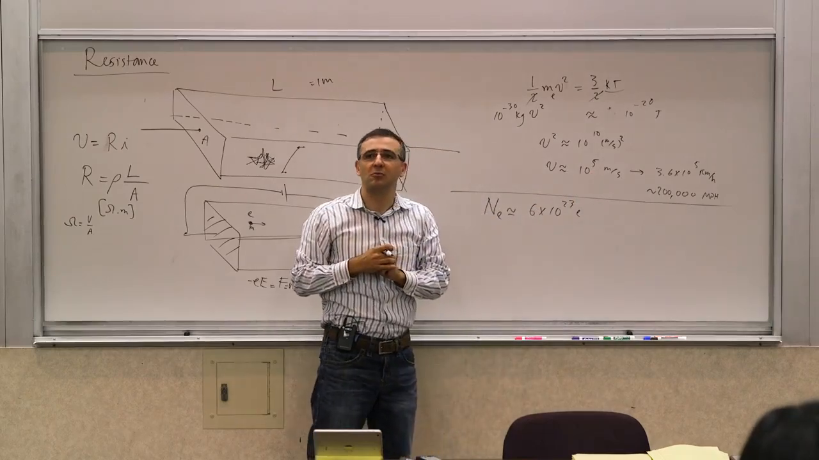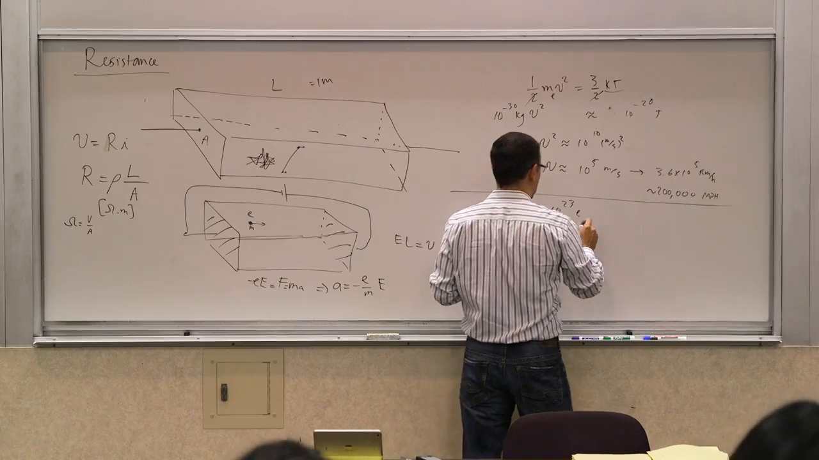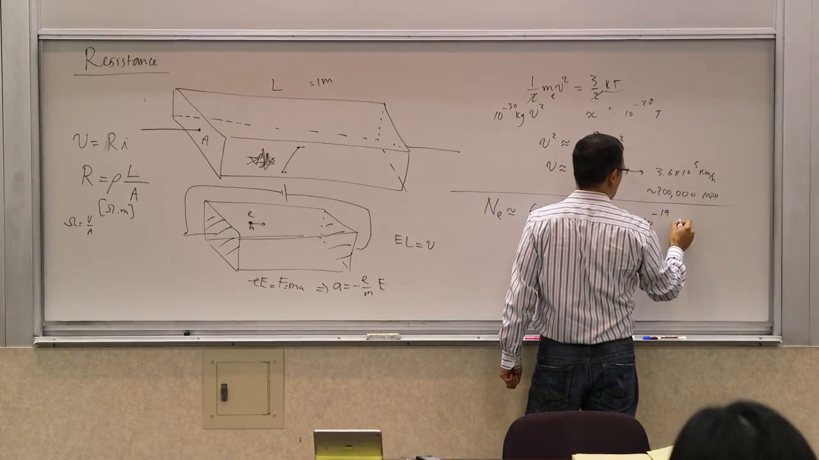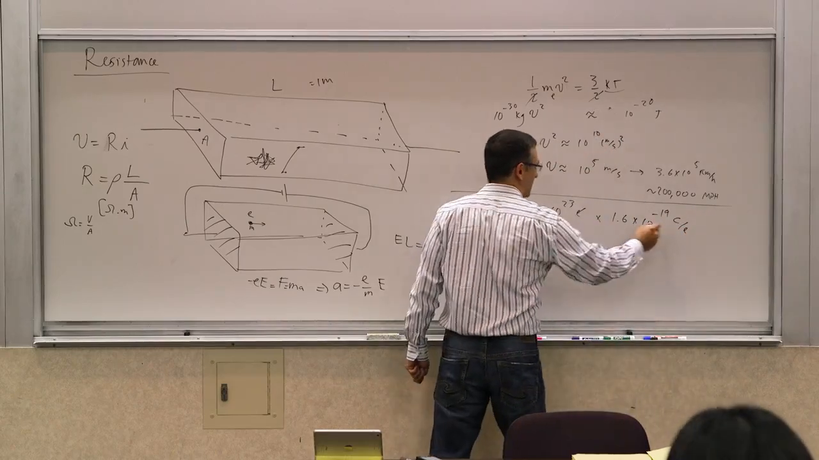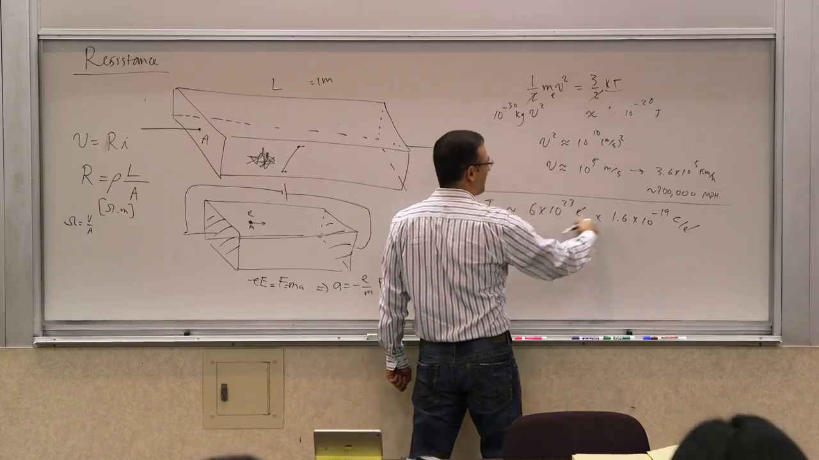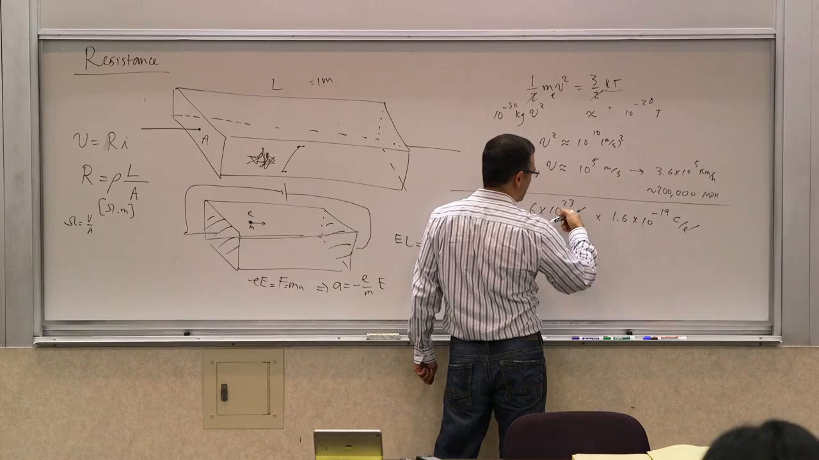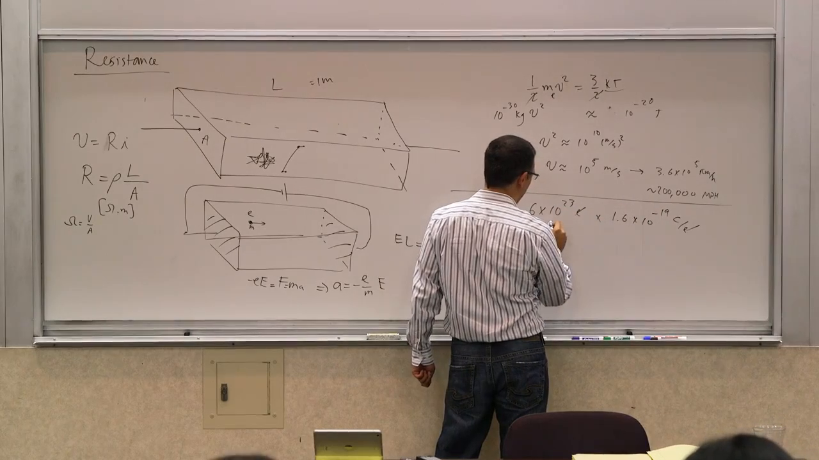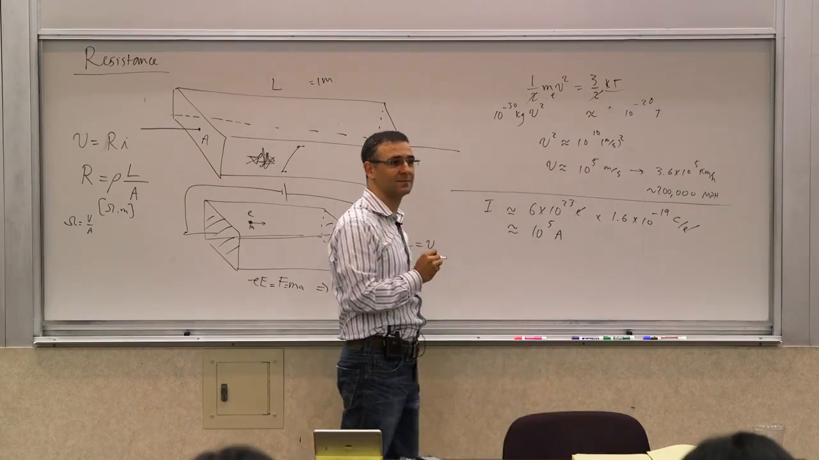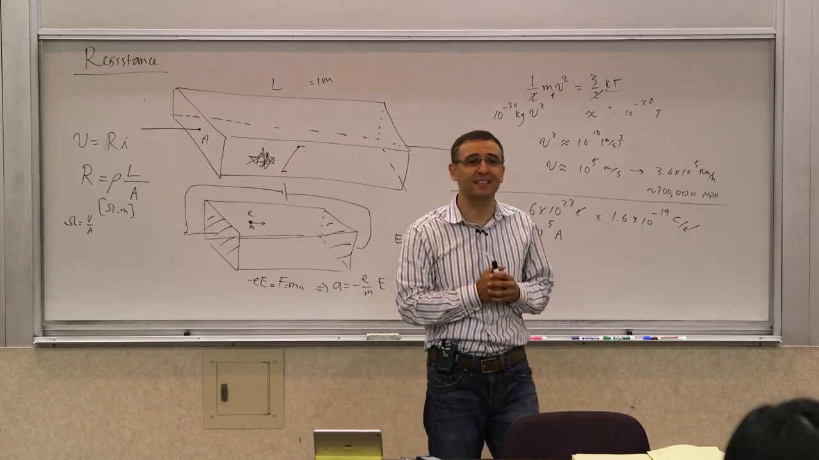So what's that current? Well, we know the charge of the electron, right? So this times 1.6 times 10 to the minus 19 coulombs per electron. Electrons cancel, so this is basically the I. 1.6 times 6 is 10, roughly. So that's 10 to the 24 times 10 to the minus 19, so that's 10 to the 5 amps. So if they were to move at 1 meter per second, that would correspond to 10 kiloamps.